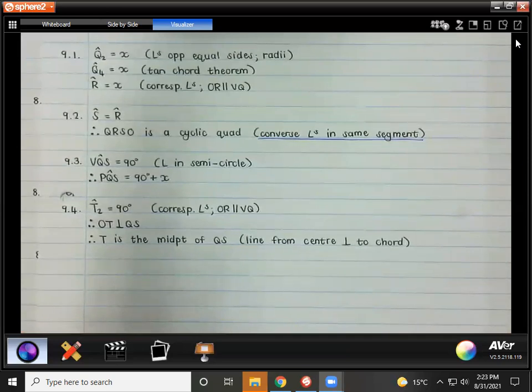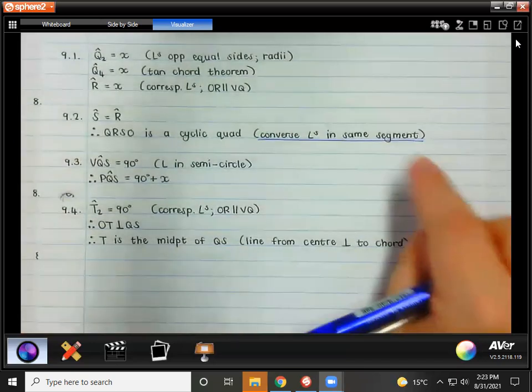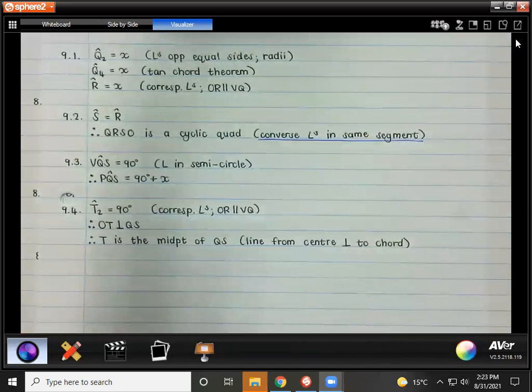Okay, there are three ways of proving that a quad is cyclic: opposite angles of a cyclic quad, exterior angle of cyclic quad, and then angles in same segment. Those are the three. Yes, Nina? So if we had one R, then you wouldn't have been able to do this one, yeah.